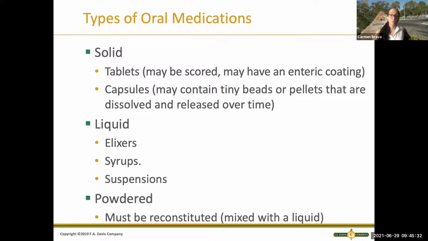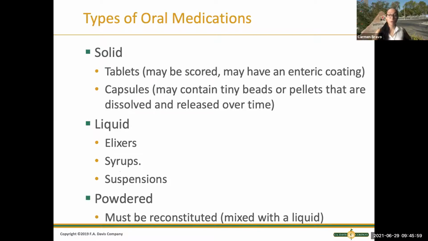And then we have liquid forms. We have elixirs, we have syrups, and we have suspensions. The difference is that elixirs have a little bit of alcohol. And this is something that sometimes we don't pay much attention to, but when you have an elixir, it's got a little bit of alcohol to mix up the medication.